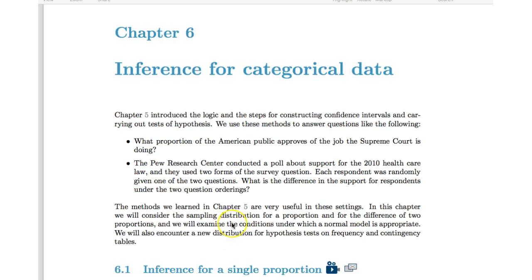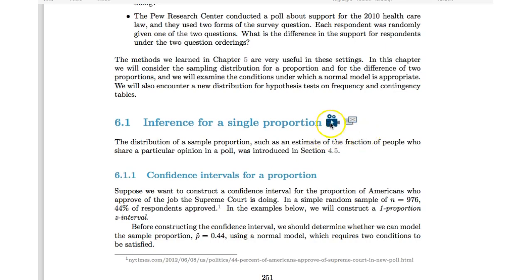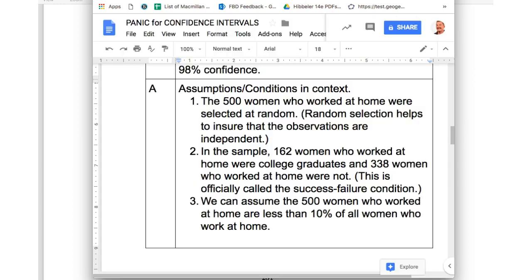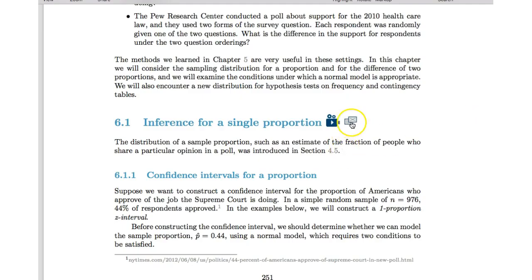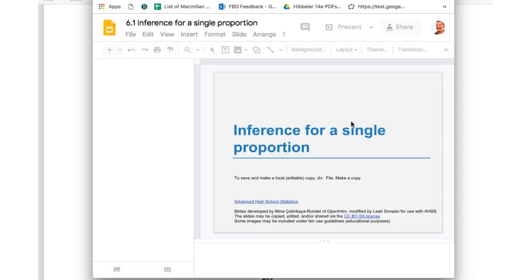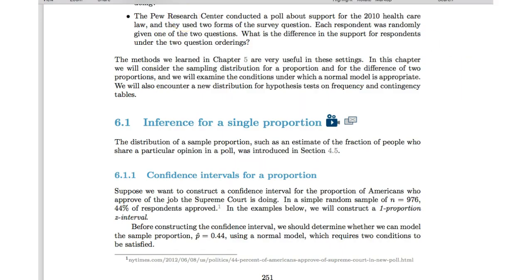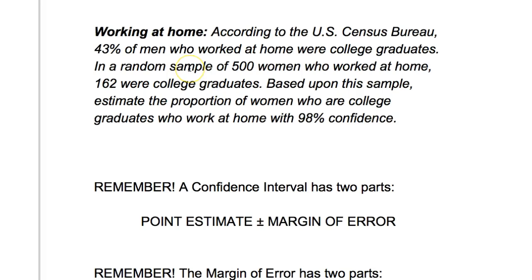Some of the available resources. Here's a reminder about what sampling distributions are, so you can watch that video. And there's also the Google Slides that accompany this section in the book, or the entire chapter, so you can watch those. So there's a lot of things that you can do if you'd like to. So here's the overview of this week.